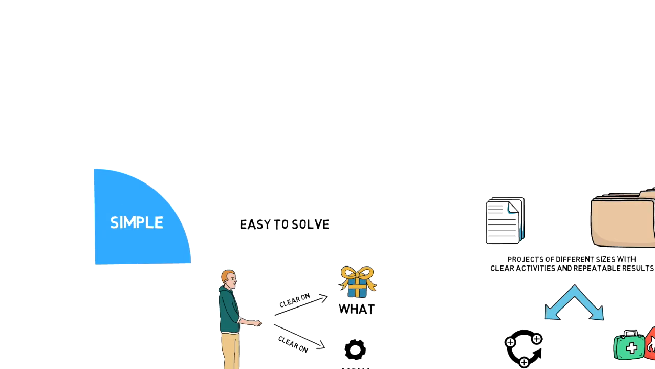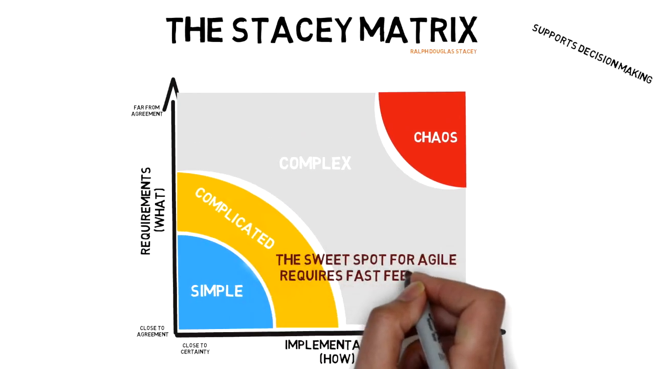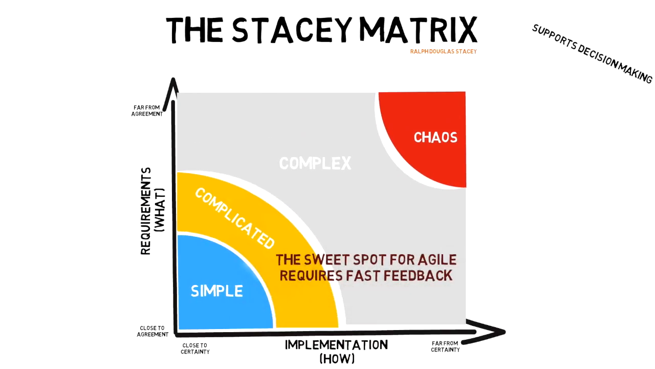I like to call the complexity zone the sweet spot for Agile, as it requires fast feedback and close collaboration with the customer. An example for this area could be building a car for a customer. We can start with the minimum viable product, and then with the feedback, we can improve it and add new functionality to the car until the customer is satisfied.